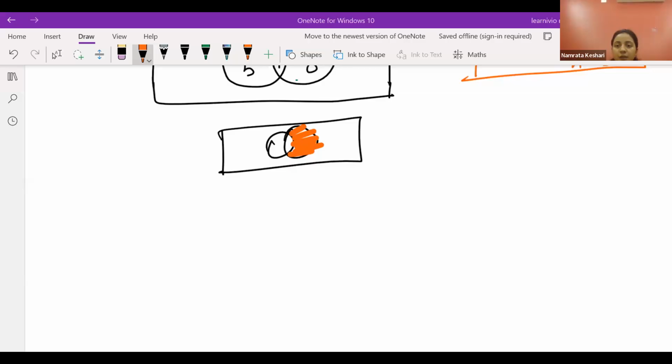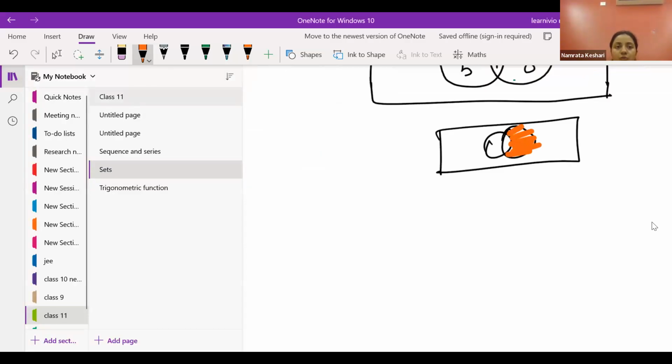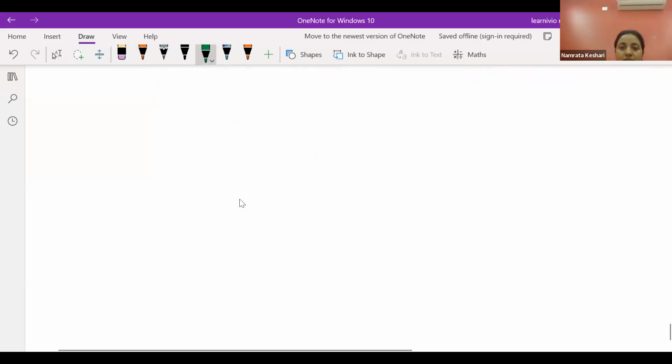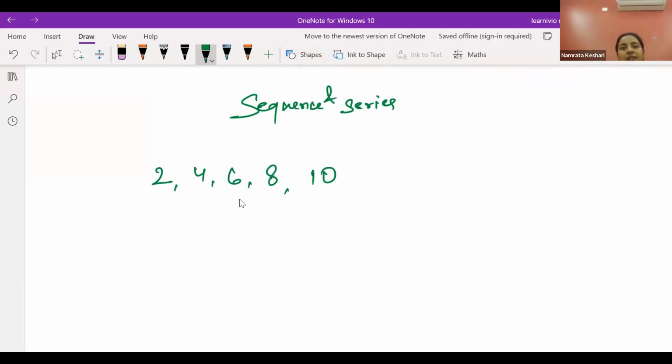Okay, so let me continue with sequence and series. Yes, Manvi, I'm starting from the basics. Maybe you will feel that some parts you did that day, but I am starting from the beginning. Today I'm telling you what is sequence and what is series. Arithmetic sequence you have seen. If I write 2, 4, 6, 8, 10, this is a sequence, right?